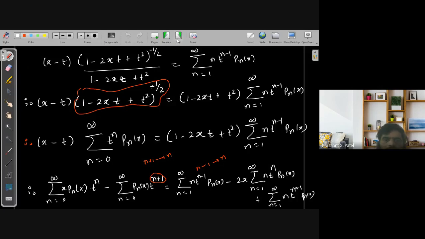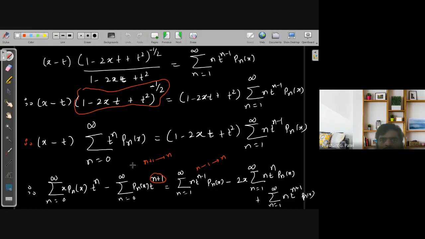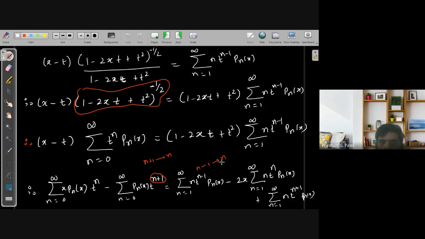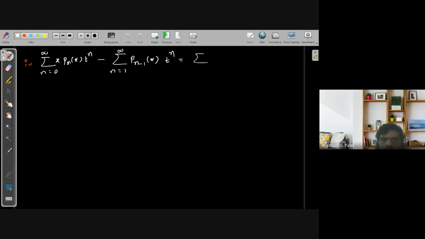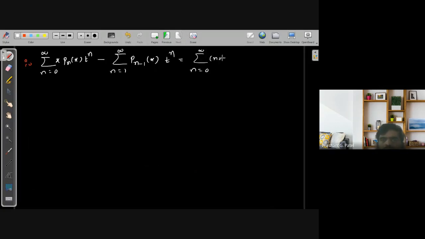You will have, instead of Pn, now Pn minus 1 x, due to n plus 1 being replaced by n. So whenever n is there, you have to replace it by n minus 1. This is t power n. On the other side, this n minus 1 is replaced by n. So when n is 1, n will be 0. So that is summation n running from 0 to infinity. Instead of n, we have n plus 1. So that is n plus 1 Pn of x t power n, that we have.